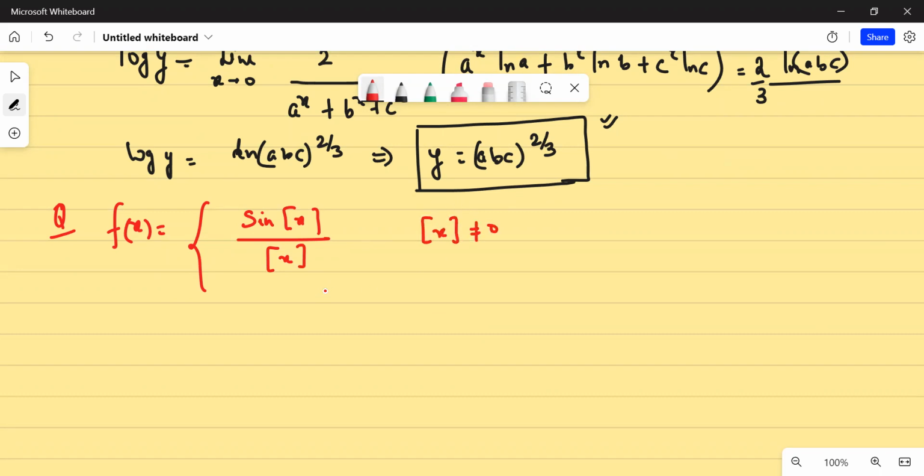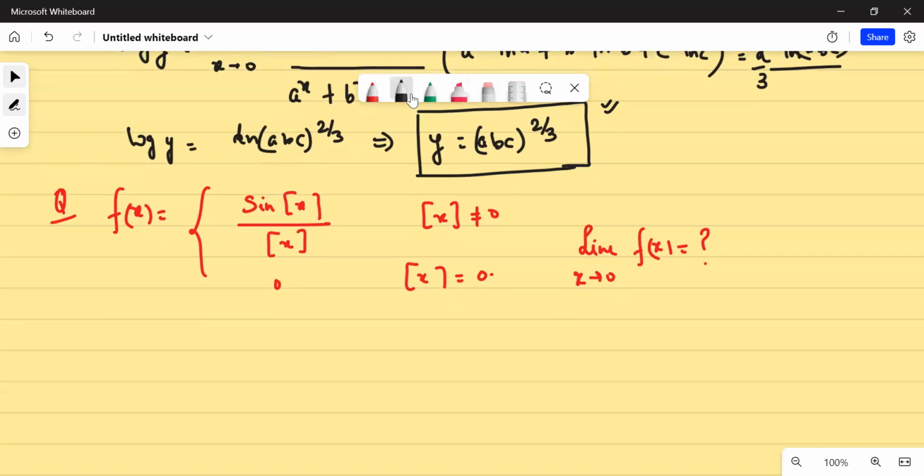This is greatest integer, by the way. Okay, this is greatest integer. Now try to find the limit x tends to 0 of f of x. Okay, so I'll do it for you, don't worry. Sir, it doesn't exist, right? Okay, it doesn't exist. Good.